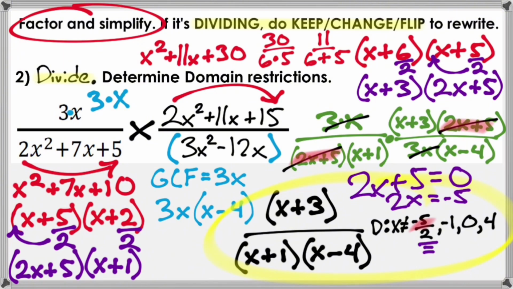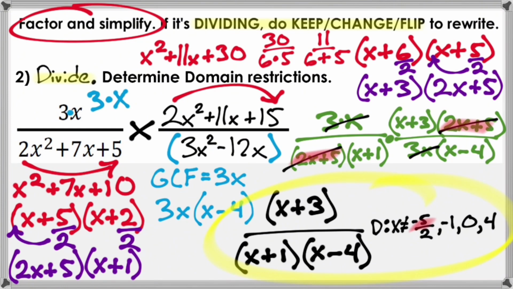So that means there would be a removable discontinuity there at negative 5 over 2, and negative 5 over 2 cannot go into the domain since it would make the denominator 0 with the zero product property. The x that you canceled out means 0 cannot be a solution. And then the x minus 4 and the x plus 1 gives you negative 1 and positive 4 because those are left over in the denominator and they cannot be equal to 0 if you were to plug negative 1 and 4 into that final answer.